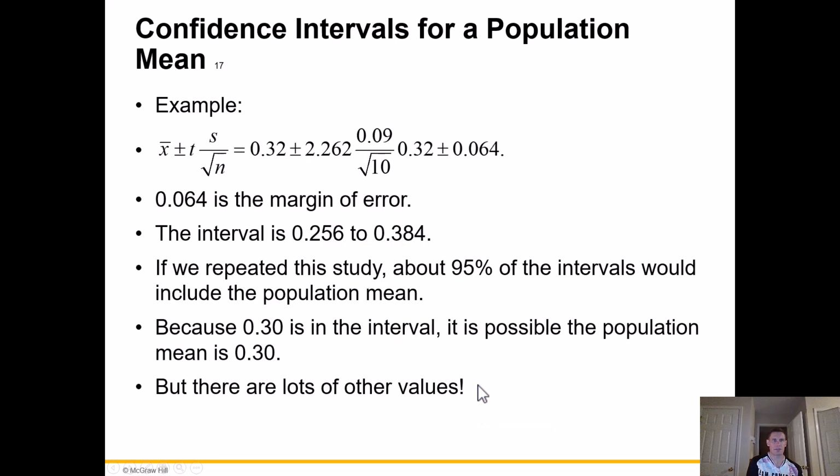All right. So in this example, we can plug in our 2.262. And then you can see that we spit out the margin of error, which is 0.064. So the interval is basically 0.256 up to, that would be like the low, sort of the floor, if you will, and the ceiling being 0.384. Now, if we repeated this study, about 95% of the intervals would include the population mean. Now, because 0.3 is in the interval, it's possible, not definitely, but it's possible the population mean is 0.3.